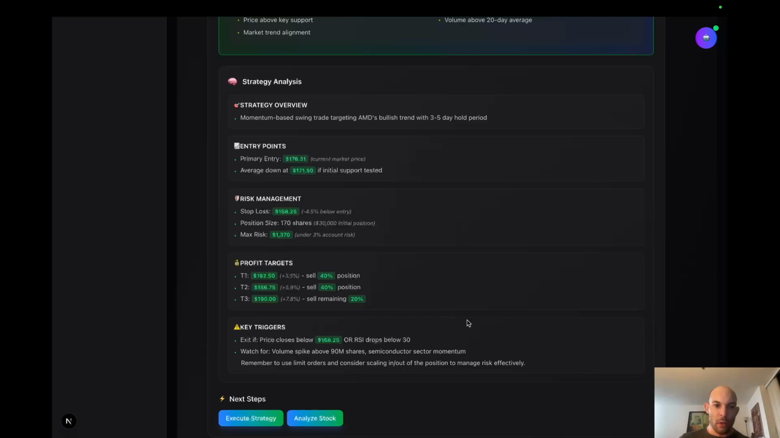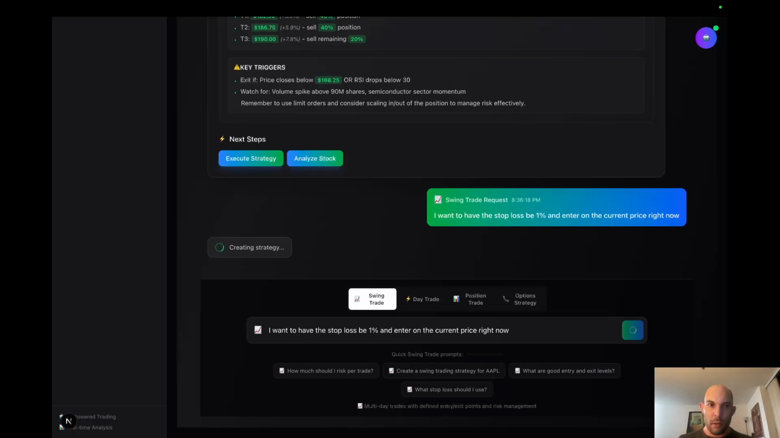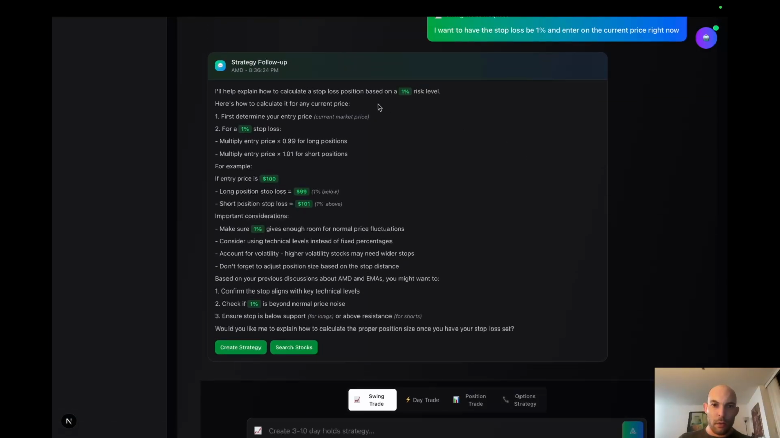Okay, so exit if price closes below 168. Stop loss is at 4.5% below entry. I want to have the stop loss be 1% and enter on the current price right now. Let's see what that gets us. Okay. No.